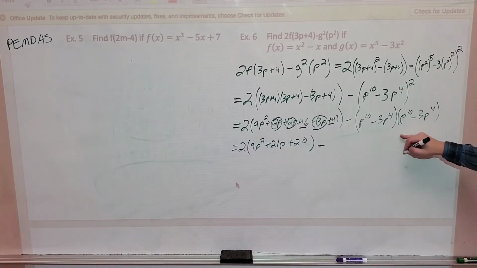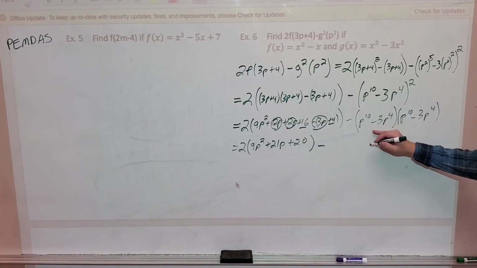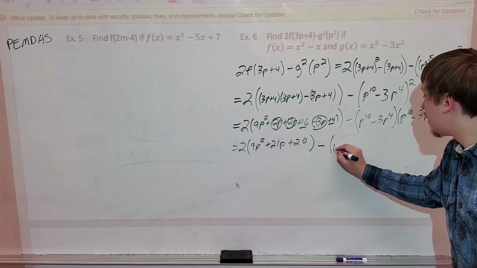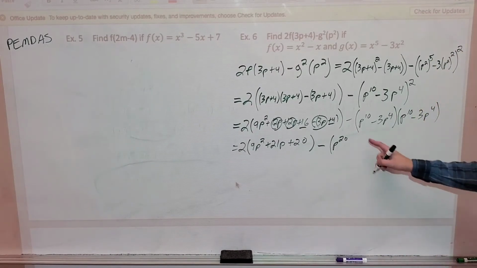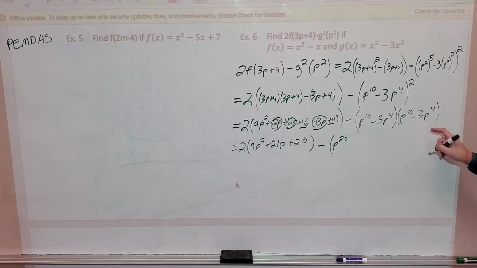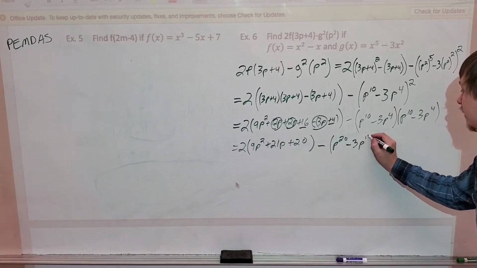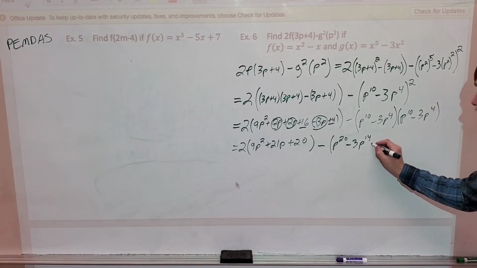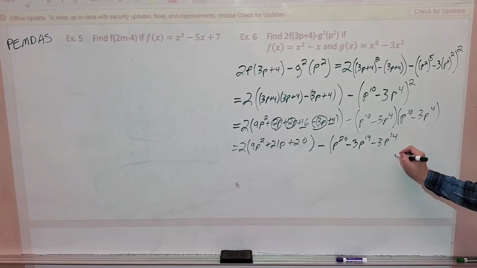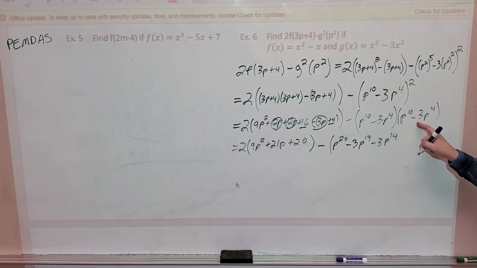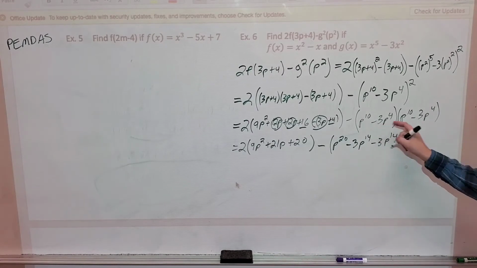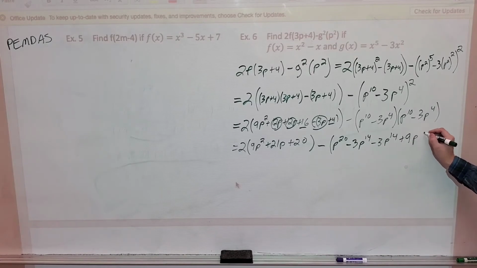Over here with the g, we need to distribute. We have this thing times this thing, so we got to distribute. P to the 10th times p to the 10th is p to the 20th. P to the 10th times negative 3p to the 4th, negative 3p to the 14th. Do the same thing here. Negative 3p to the 4th times p to the 10th. Another negative 3p to the 14th. And then at the end, negative 3p to the fourth times another negative 3p to the fourth. Positive 9, negative and negative 3's make 9. P, 4 and 4 add up to 8.